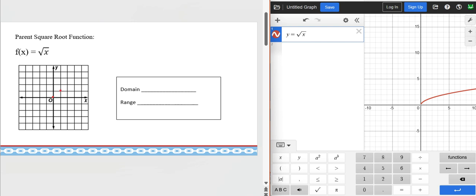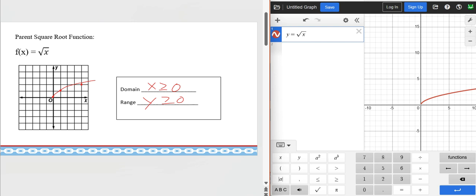Square root of 1 is 1. Square root of 2, square root of 3 are irrational. Square root of 4 is 2, right? So my graph is going to kind of curve upward like this. So I'm going to get a domain here of x is greater than or equal to 0. And I'm going to get a range here that is the same. Y is greater than or equal to 0 because it has that defined starting point.